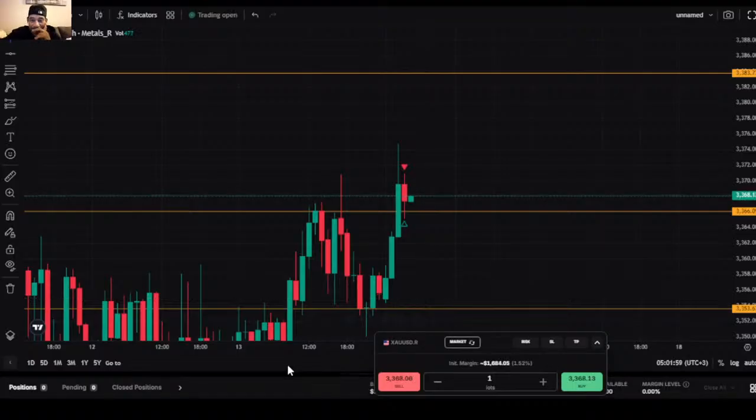That was a pretty nice move up. We were up about 33 pips at one point before it reflipped, but it's okay. I'll wait on it.